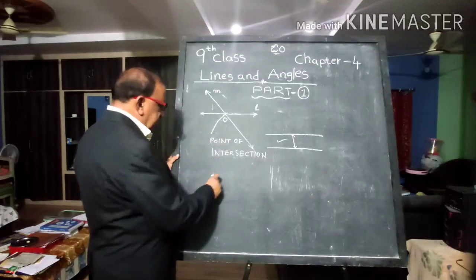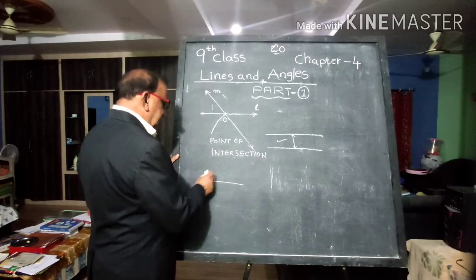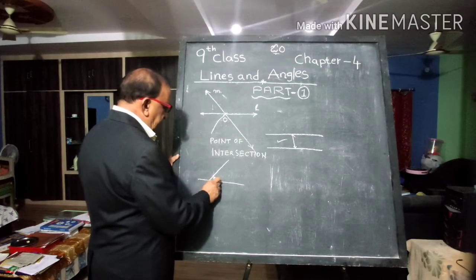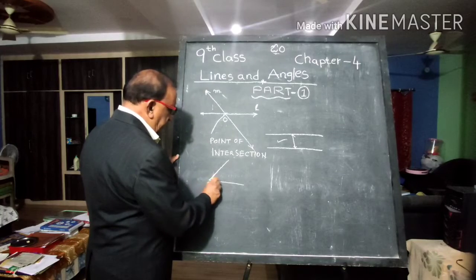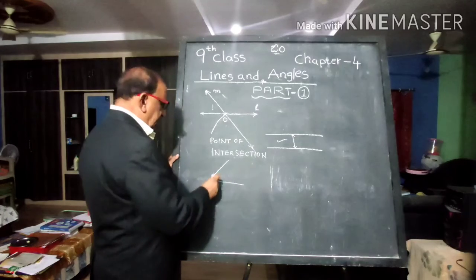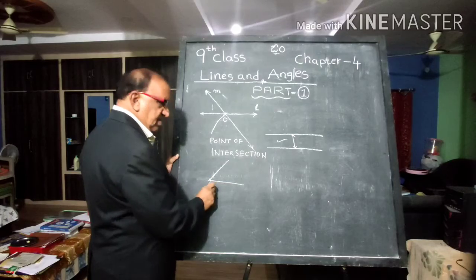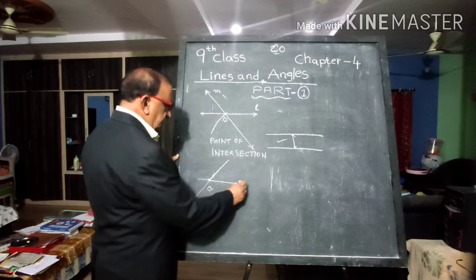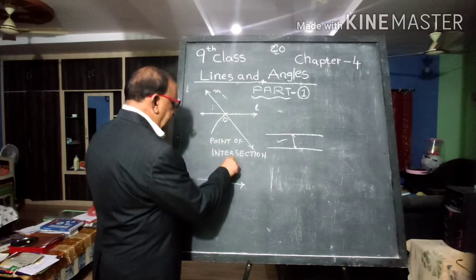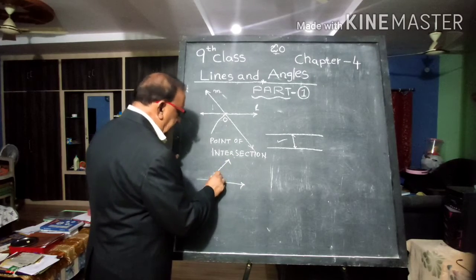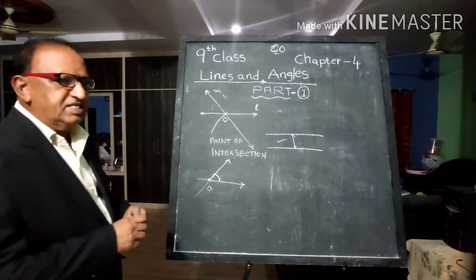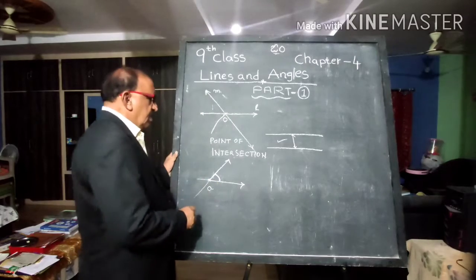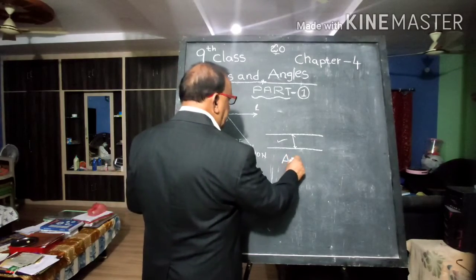Now, when two lines intersect, let's say I draw only part of this line and part of this other line. These two lines meet at this point O, the point of intersection. This is one ray, this is another ray. Then we call that an angle is formed.